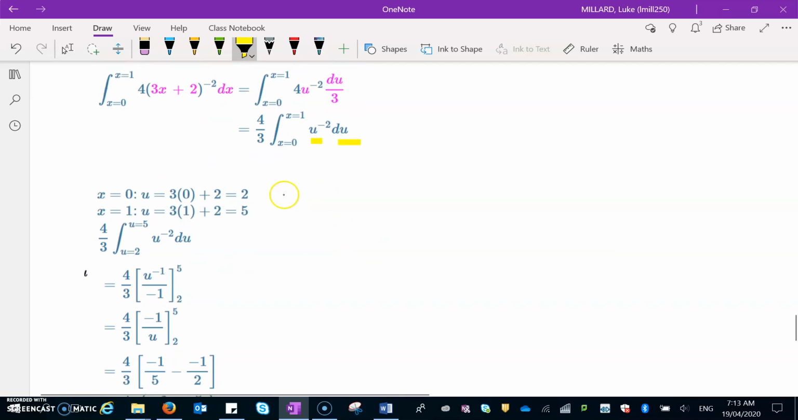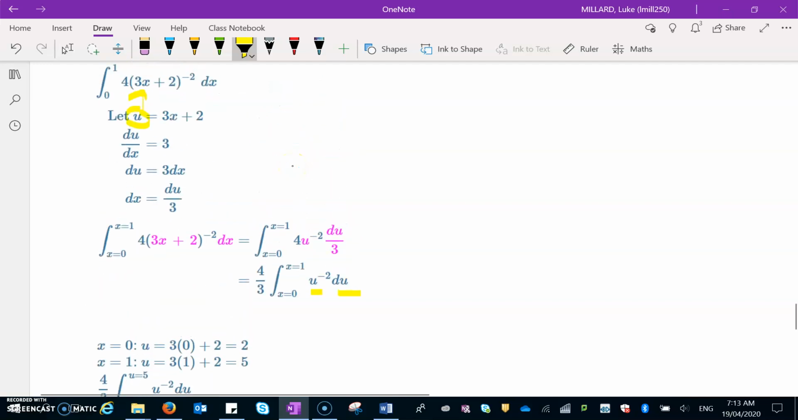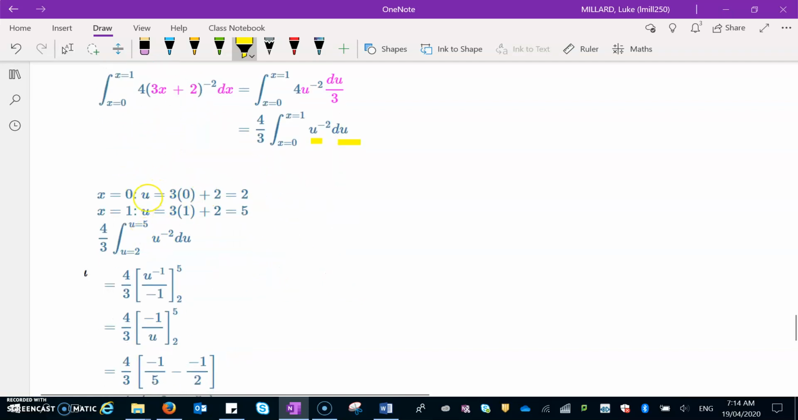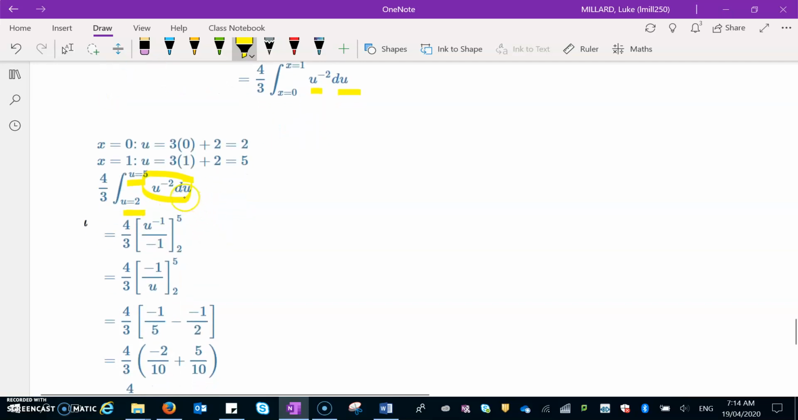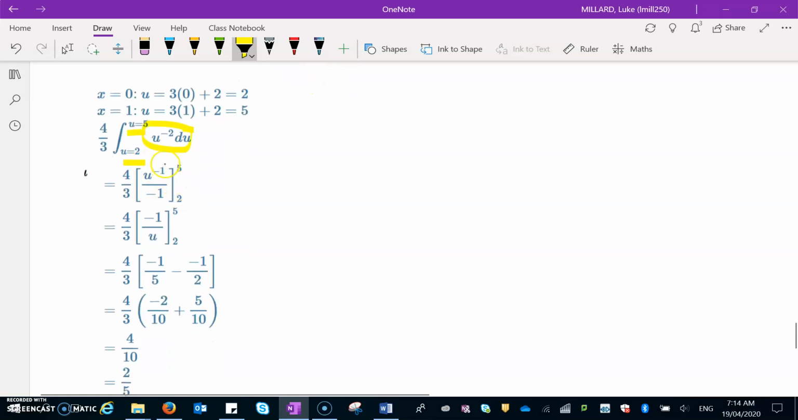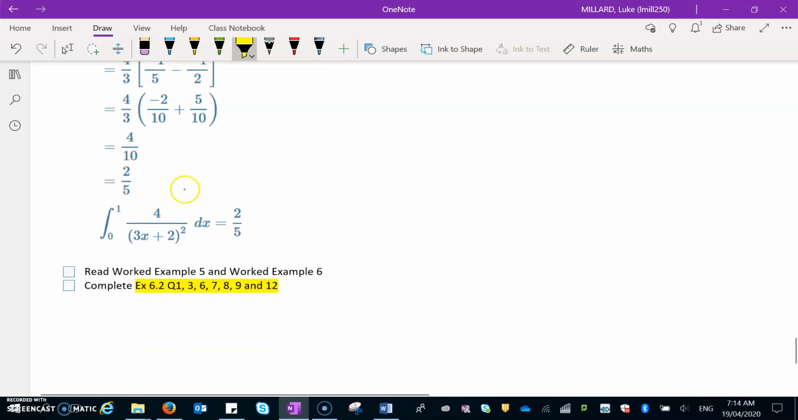However, I wanted to show you that you could actually change your upper and lower limits where x is equal to 1 and x equals to 0. You could change that in terms of u. So remember, we made u equal to 3x plus 2. We could substitute x equals to 1 there, and we could substitute x equals to 0 there. So what happens now is we actually get your upper and lower limits here in terms of u. So now with our function, there is no need to change it back in terms of x. Again, we go through and we use our particular notation with our square brackets. We evaluate. And we get the same answer.